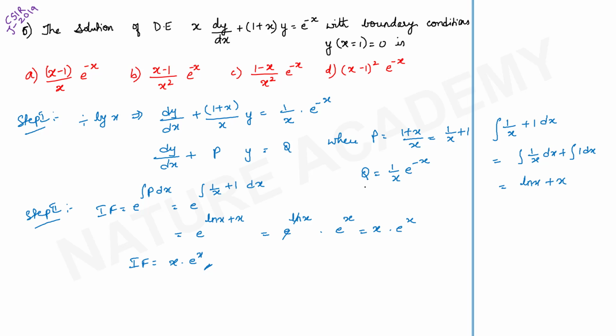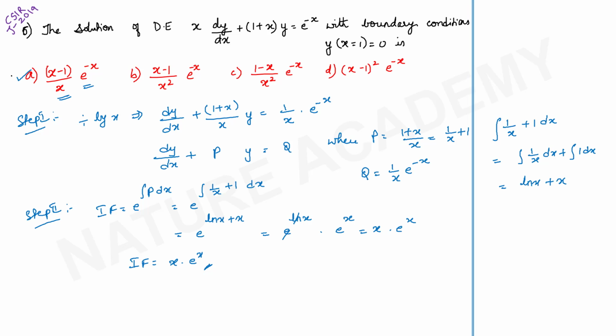This I can also write as e raised to minus x minus e raised to minus x by x, or I can take e raised to minus x common and write 1 minus 1 by x, or e raised to minus x into x minus 1 by x. So this will be my solution and I cannot simplify further. Let me see if I have a match now. It is e raised to minus x into x minus 1 by x. Do we have it? Yes, we have. It is e raised to minus x into x minus 1 by x. So option A is the right answer.